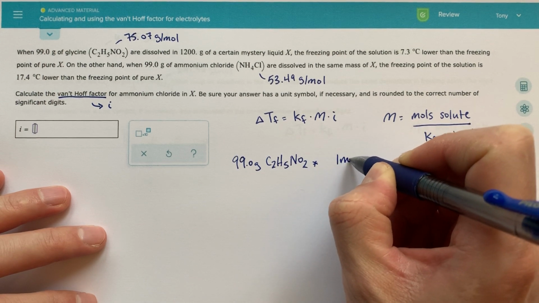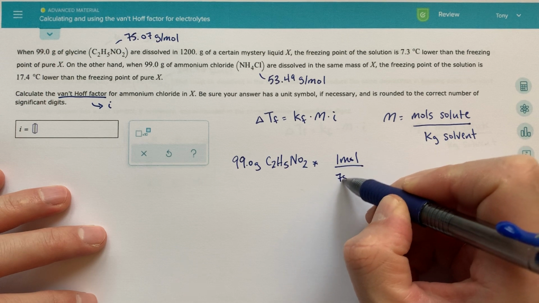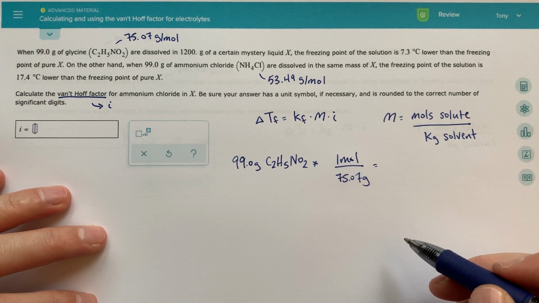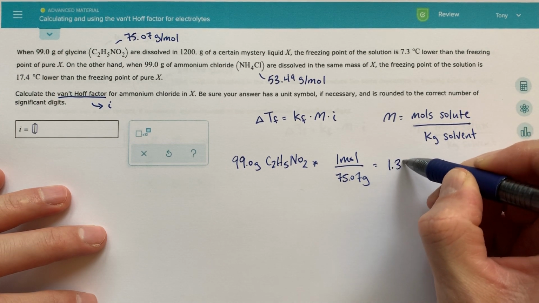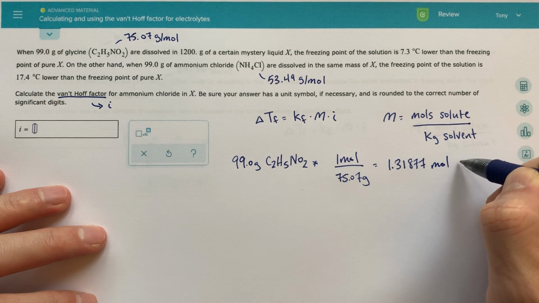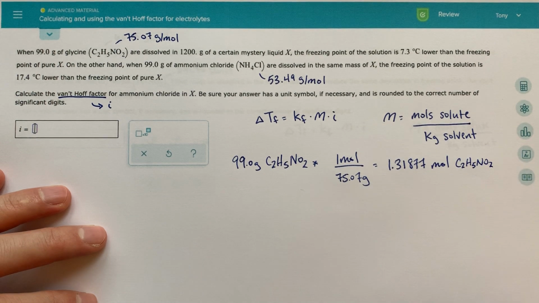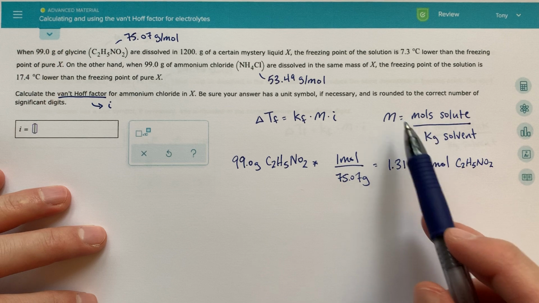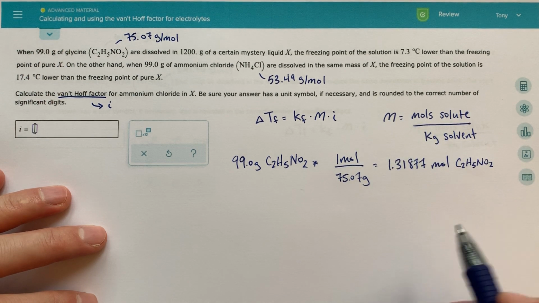We're going to convert that into moles of glycine. 1 mole is 75.07 grams. And then that is going to be equal to 1.31877 moles of glycine, C2H5NO2. Now, since I have the moles of the solute, I can use this equation to figure out what the molality is by just dividing this number by the kilograms of solvent.